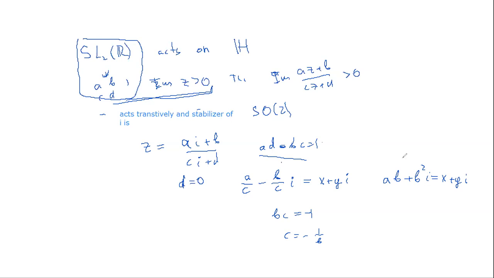Okay. So what is the stabilizer? AI plus B over CI plus D is equal to I. The claim is that after this, I don't want to calculate, sorry, I leave it for you. So we can say that H is the quotient of SL2R by the compact subgroup SO2. And from the other side, we have the action of SL2Z on this quotient.